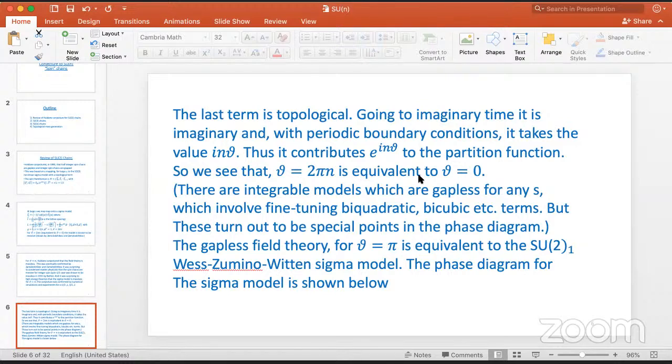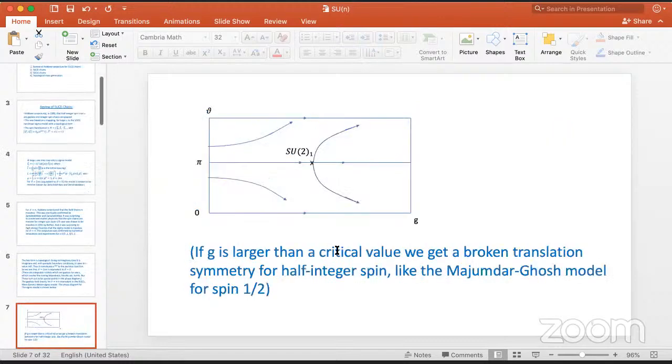So the gapless field theory for θ equals π is equivalent to the SU2 level 1 Wess-Zumino-Witten sigma model, as I showed some time ago. The phase diagram for the sigma model is shown below. So for θ equals π, there's a critical point here, which is the SU2 level 1 point. If the coupling is weak enough, we flow to this point. If the coupling is stronger, we flow away from this point. And this actually corresponds to a broken symmetry phase for half integer spin, which can be thought of for spin 1/2 as a Majumdar-Ghosh model.